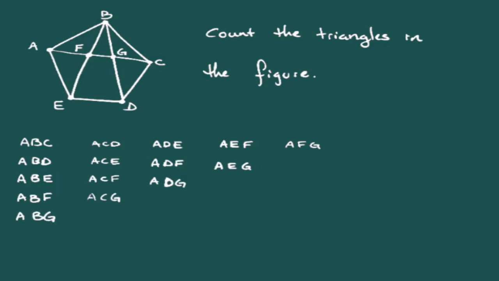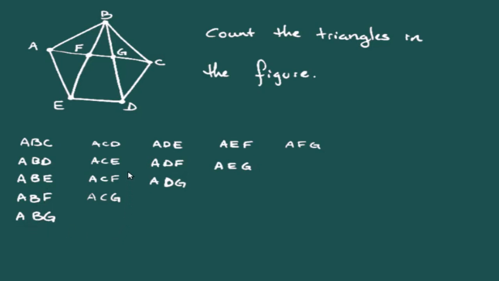Then we write down all of the possible sequences that we can have. Our smallest vertex is A. Our next smallest vertex is going to be B. And then from there, we'll write down all the possibilities for the largest vertex that we can have. So ABC, ABD, ABE, ABF, and ABG.